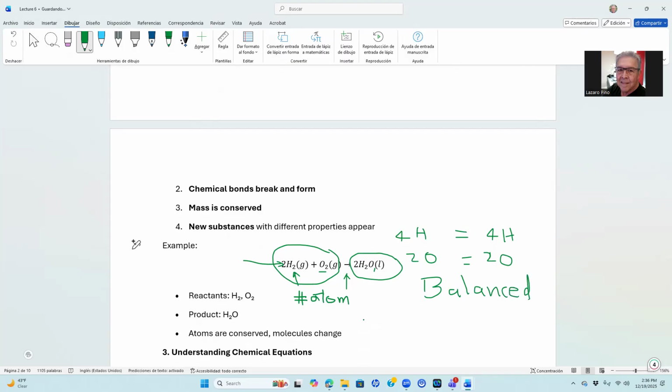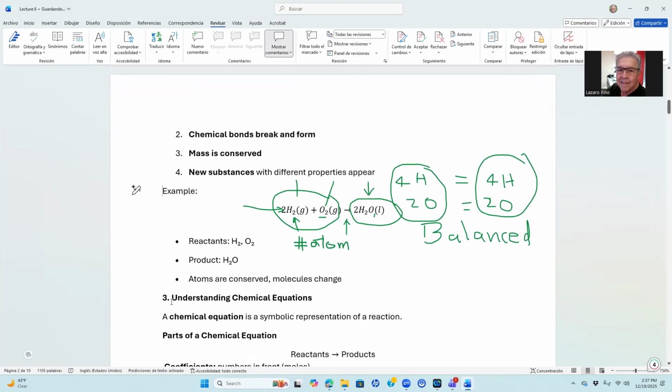How can we balance a chemical equation? Well, based on the fact that matter cannot be created or destroyed, it only transforms. So the number of atoms of each type at the beginning is the same in the products. What changes? Here we have hydrogen and oxygen, and here we have a new substance, water, that is made of these atoms. Okay, let's continue then with the following part.